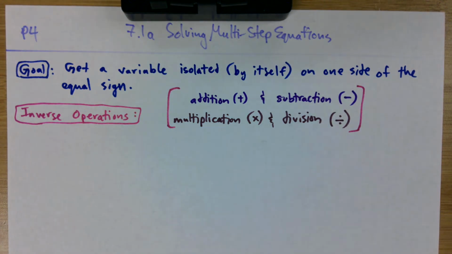The inverse of addition is going to be subtraction, and it works the opposite way too. The inverse of subtraction is going to be addition. The inverse of multiplication would be to divide, and the inverse of dividing is going to be to multiply, right? So they work both ways. That's our inverse operations.